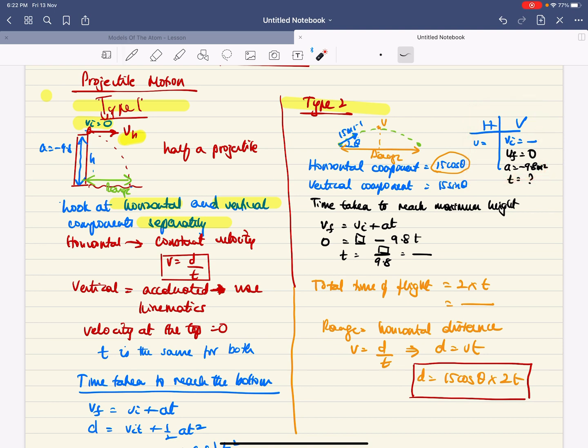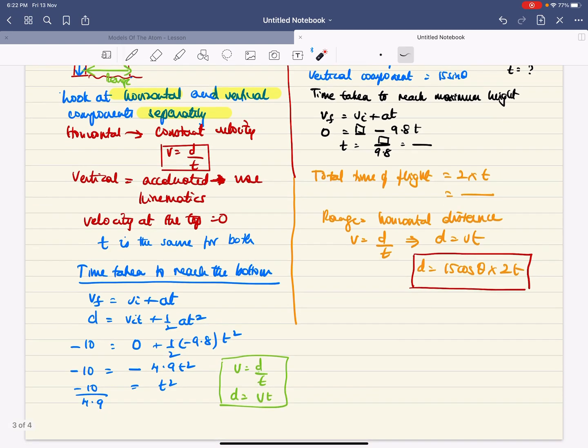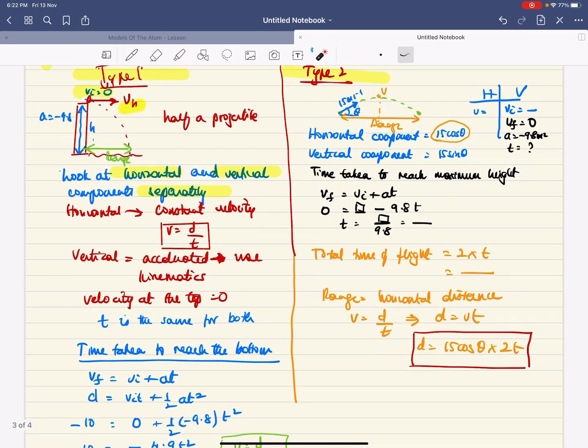It's quite good to separate the horizontal and vertical components so you don't mix them up. Okay, the first thing you need to find is the time taken to reach maximum height. You find the time, then you find the total time of flight by multiplying it by 2, and then you find the range, which is the horizontal distance, v equals d over t, but this v is your horizontal component of velocity. That's your 15 cos theta times 2 times the time, twice the time.